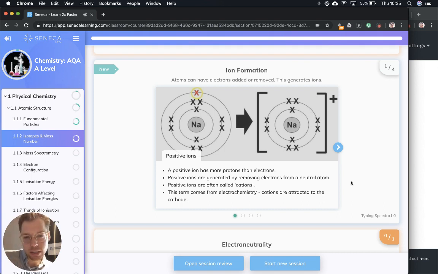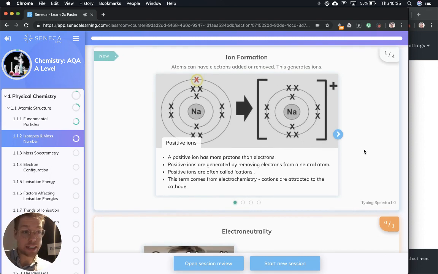Okay, or cation, I don't know. I say cation because I really like cats. And these terms all come from electrochemistry because cations are the positive ions that go to the cathode. Cathode is the negative electrode, okay?